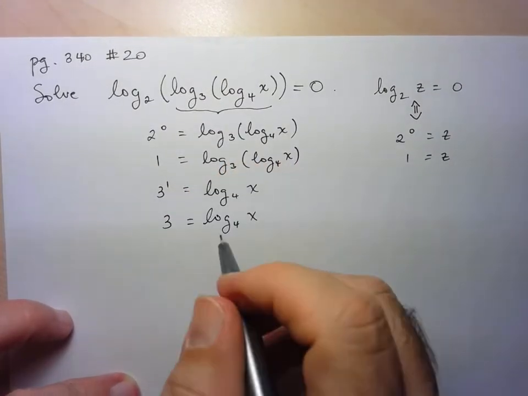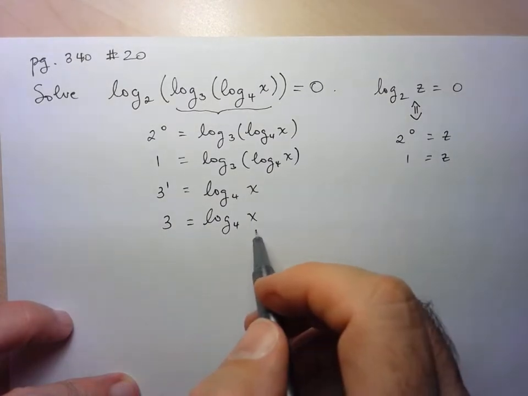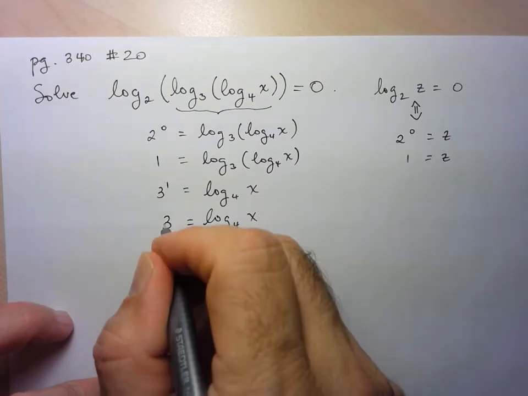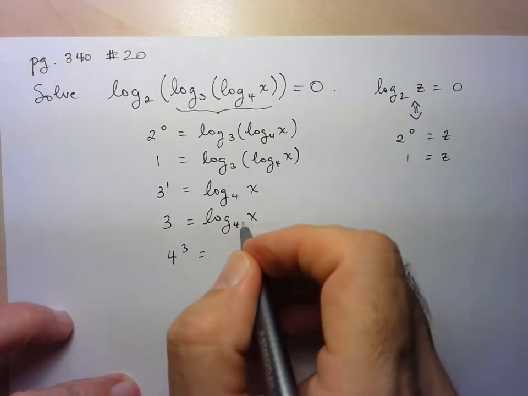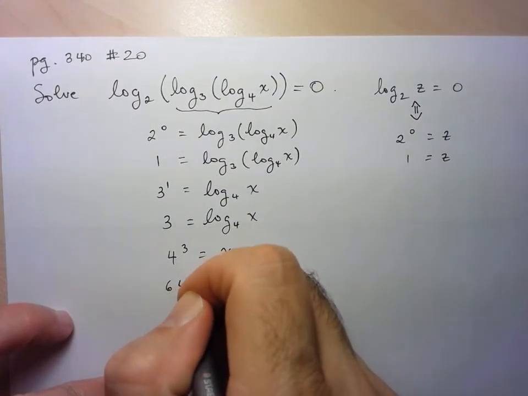And lastly, now we can do it one last time. We have a third logarithmic equation here. So base 4 exponent 3 is equal to the input of the logarithm, which is x. And so x is equal to 4 exponent 3, which is 64.